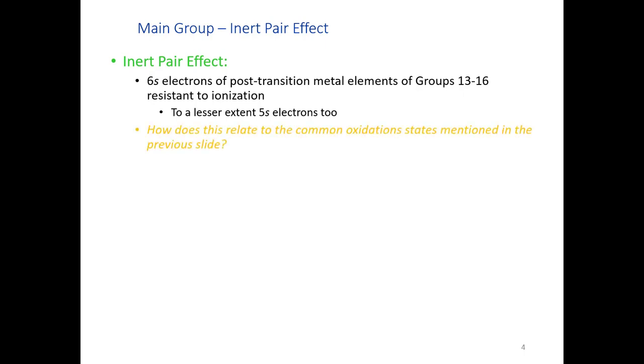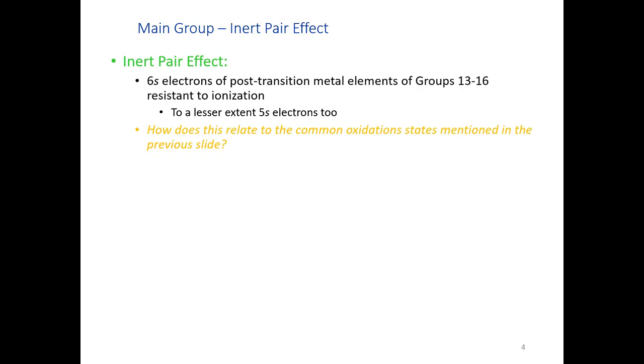How does this relate to the common oxidation states mentioned in the previous slide? You may have noticed a bit of a trend for the heaviest elements of the first three groups of the p block. They all adopt oxidation states 2 lower than the rest of their group. +1 for thallium, +2 for lead, and +3 for bismuth.